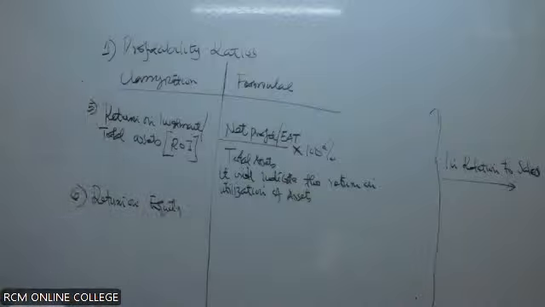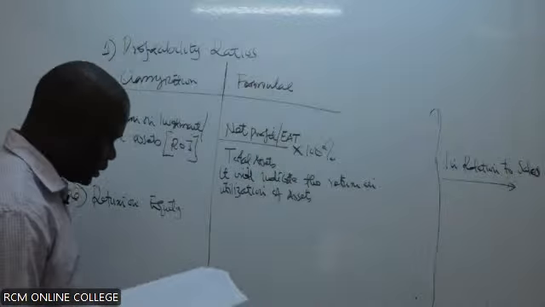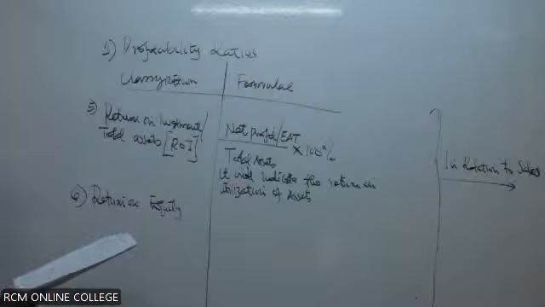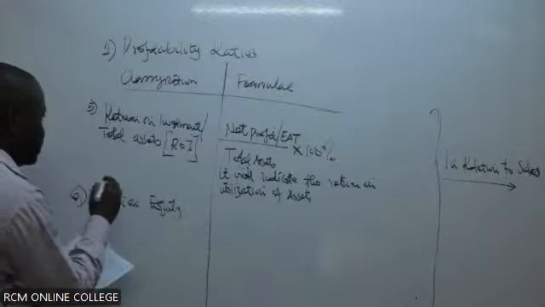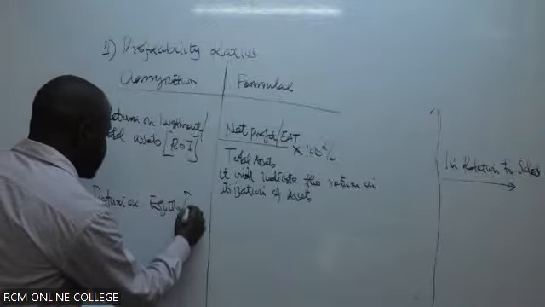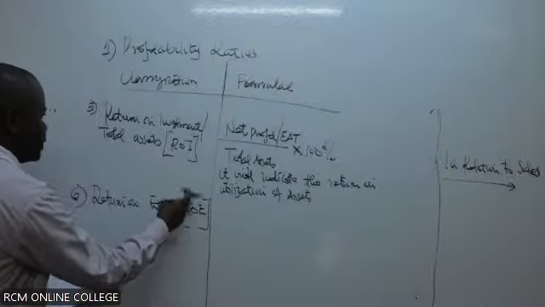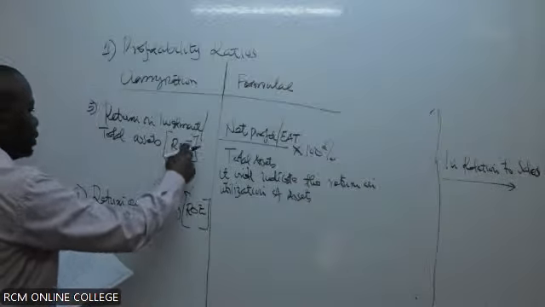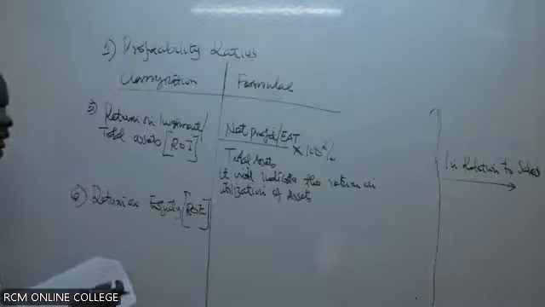So what is the return you're having to get on what you've put in as equity? Sometimes it is written like this, ROE. You might see ROE, return on equity. So what is the return you are getting on what you've put in as equity?